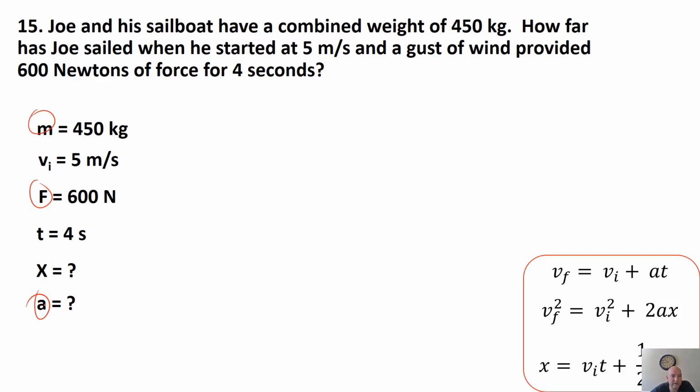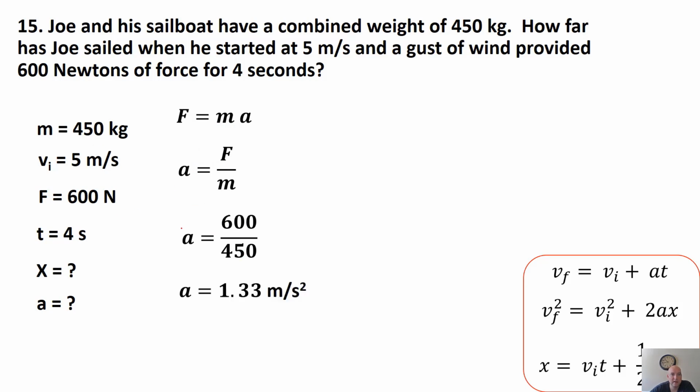Okay, well, look at this. We can solve for A this way because we have F, M, and A, only one unknown. So we'll rearrange that, divide out the mass from both parts. A equals F over M. Plug in our force, plug in our mass down here, and we get 1.33 meters per second squared. So now that we have the acceleration, we can look for an equation that has, we're solving for X, we need T, we need VI, and we have A that we just solved for right here.